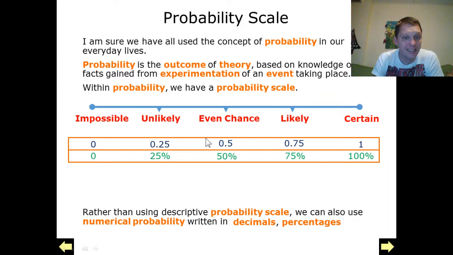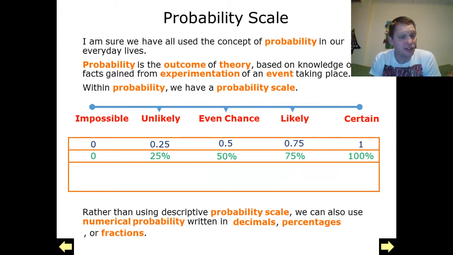For those of you who know your percentages, obviously with the decimals, we just multiply these by 100, and they give us our percentages. And we can also show these as fractions, which is the more normal way of showing probability. So again, we've got 0 and 1 for impossible and certain. Our even chance is a half. So there is a 1 out of 2 chance of something taking place.